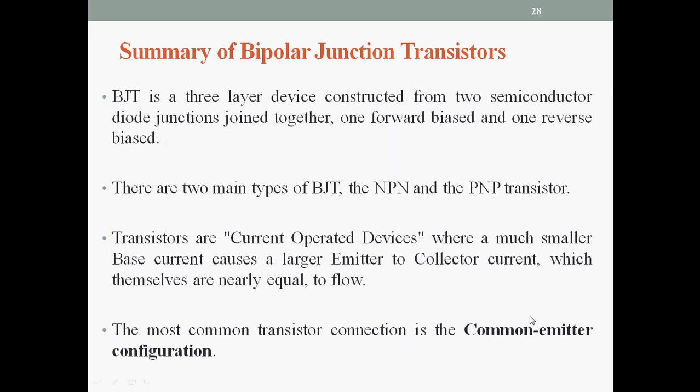Summary of the bipolar junction transistor. The BJT is a three-layer device constructed from two semiconductor diode junctions joined together, one forward biased and one reverse biased. There are two main types of BJT, the NPN and the PNP transistor. Transistors are current operated devices where a much smaller base current causes a larger emitter to collector current, which are nearly equal. The most common transistor connection is the common emitter configuration.